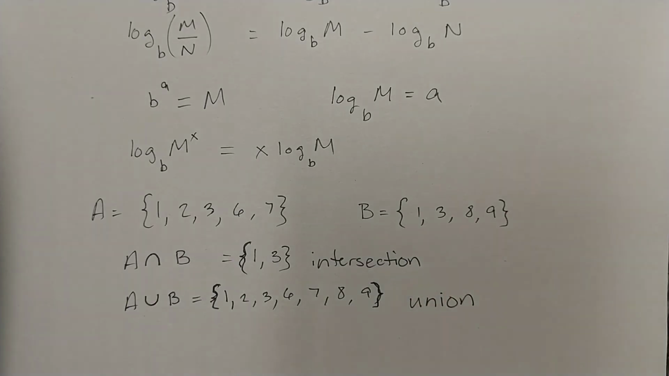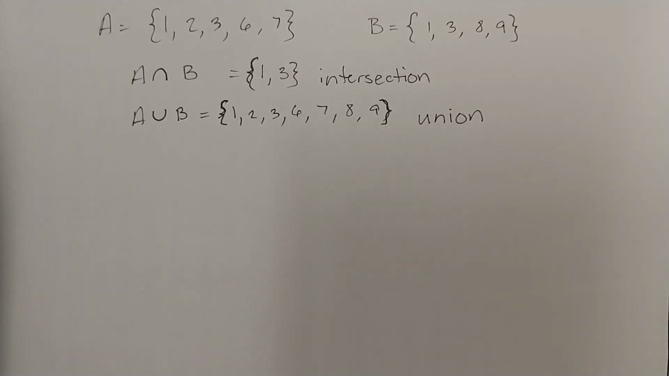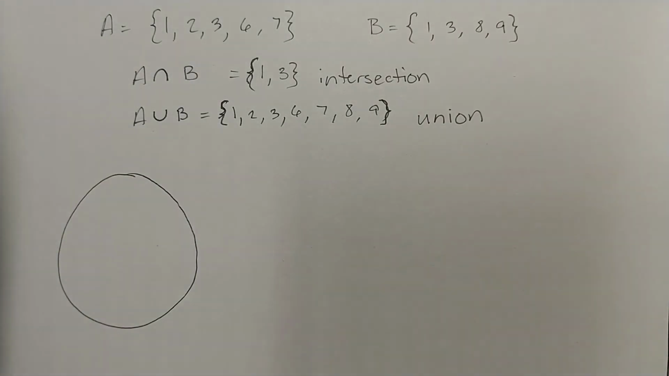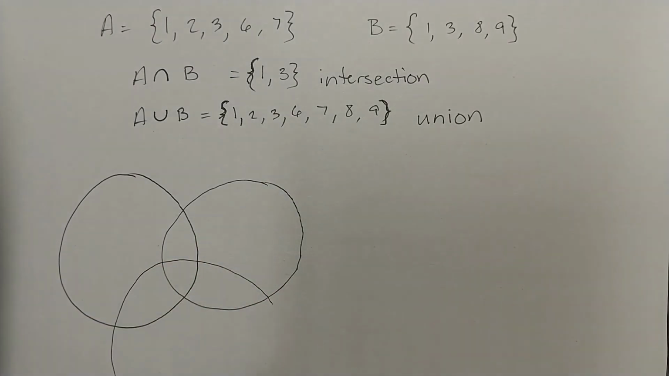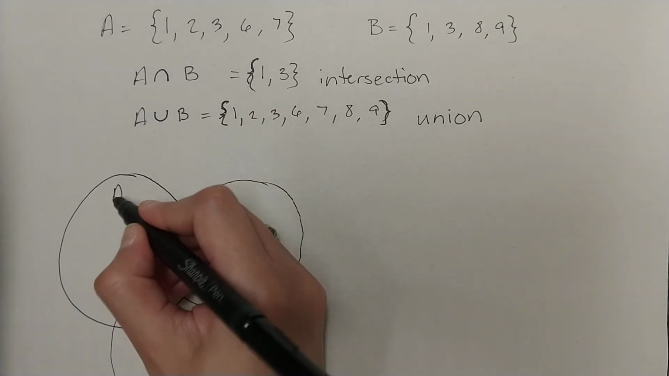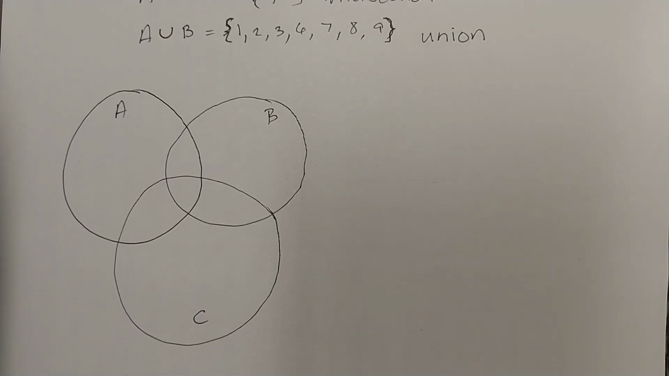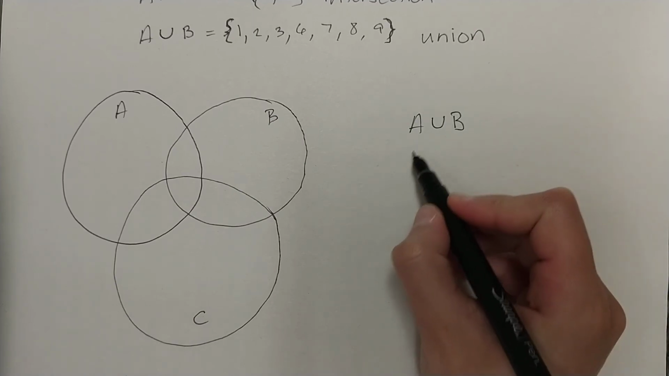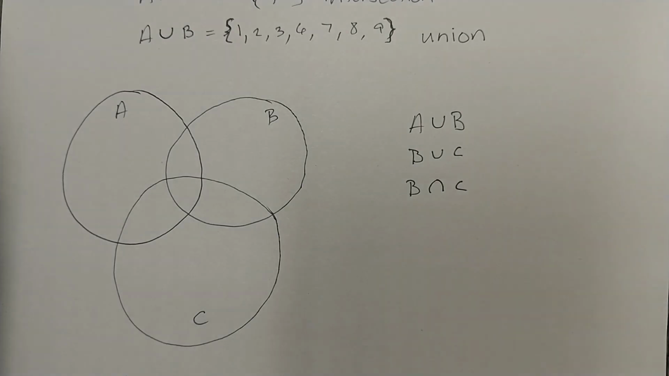All right. We are also going to look at these intersections of sets with Venn diagrams. All right, so I'm sure you guys have seen stuff like this before. All right, so we're going to look at the union of A and B, the union of B and C, and the intersection of B and C.